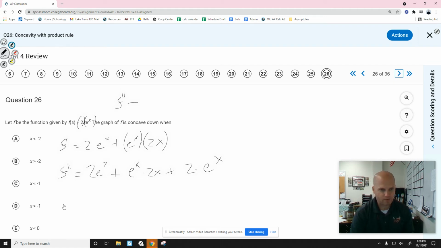A lot of e's. Factor it out. 2 plus 2x plus 2. When does that equal 0? It's when 2x equals negative 4. x equals negative 2.